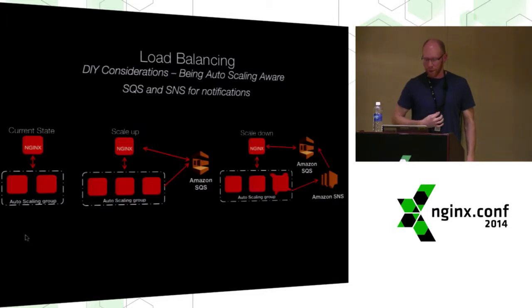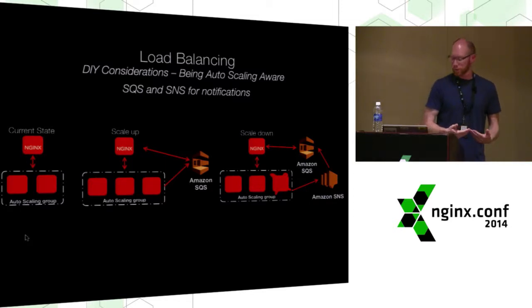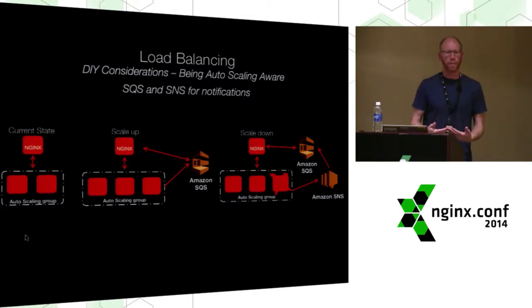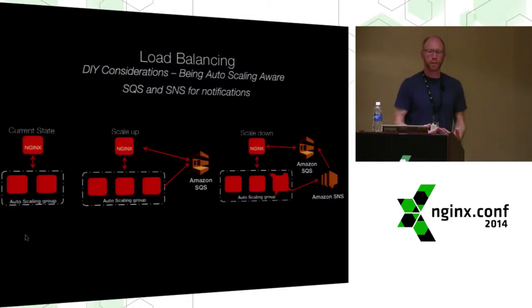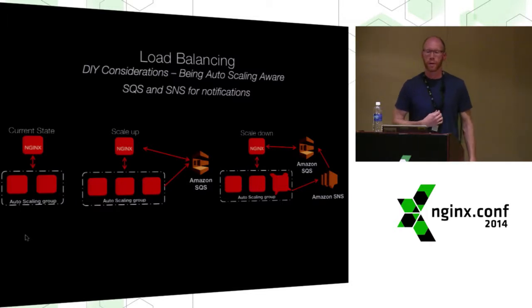And then when you're done scaling up and you need to scale back down, you can configure your auto-scaling rules so that anytime you remove an instance from an auto-scaling group, it sends a message to Simple Notification Service. Then you can subscribe a queue to that, and it will dump a message into that queue saying, hey, this instance has left the fleet. Here's the information. Nginx can query that queue and remove it from your configuration so that you're not serving traffic to it anymore.